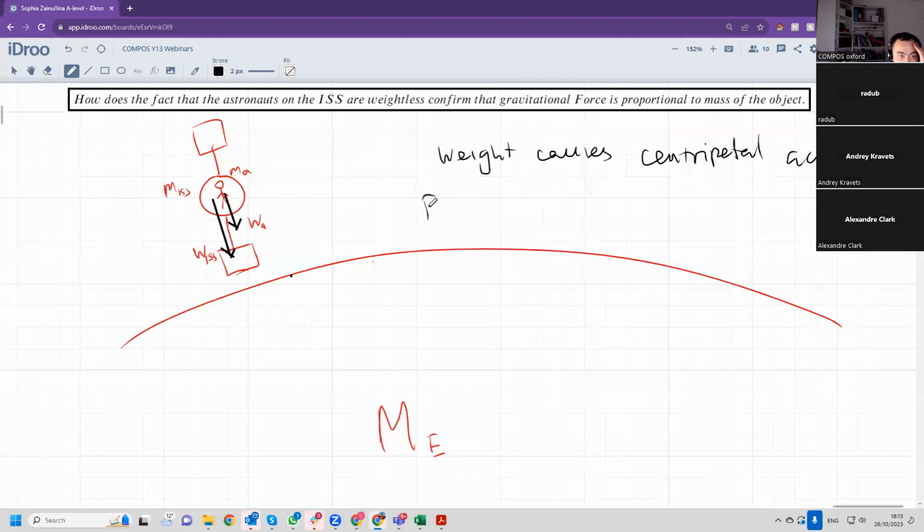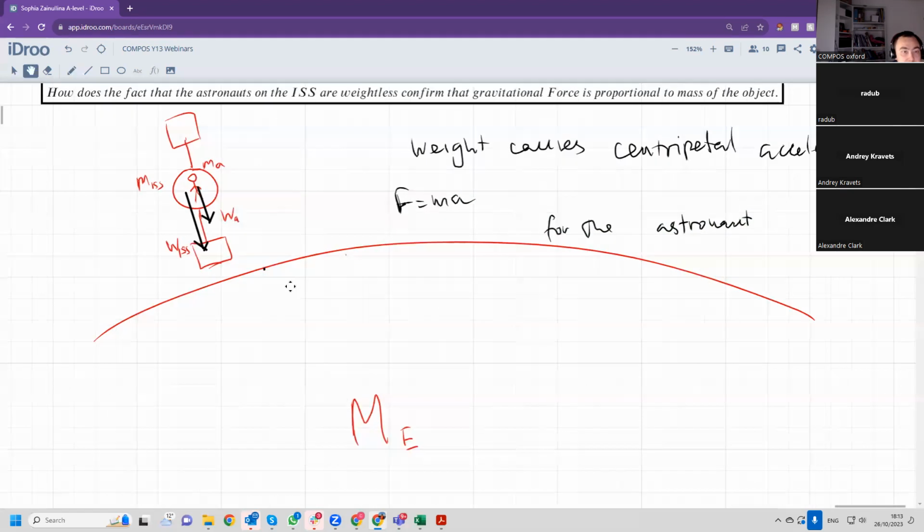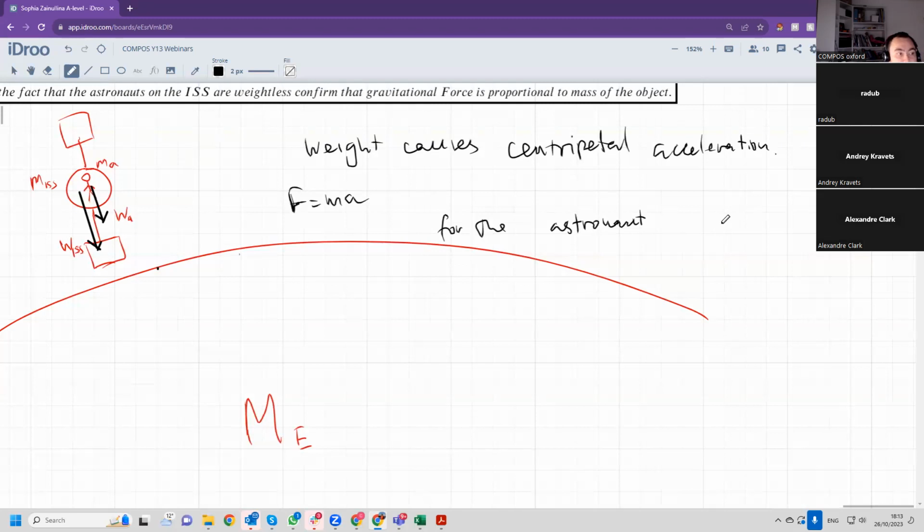And you know that F is equal to ma. So for the astronaut, the mass of the astronaut times the acceleration of the astronaut is equal to G times the mass of the astronaut times the mass of the Earth, divided by r squared, the distance.